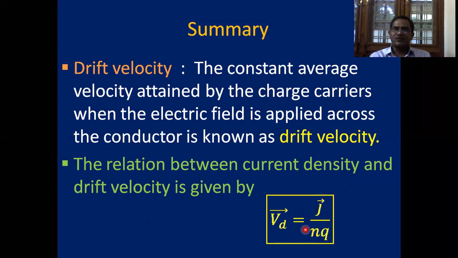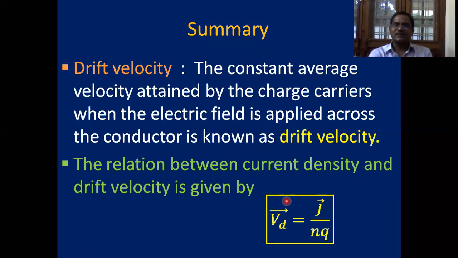The direction of J is the direction of drift velocity of the positive charge carriers, or it is opposite to the direction of flow of electrons in the metallic conductor. The drift velocity is defined as the constant average velocity attained by the charge carriers when the potential difference is applied across the conductor. It is a very small value. It is in the order of 10 power minus 4 meter per second.